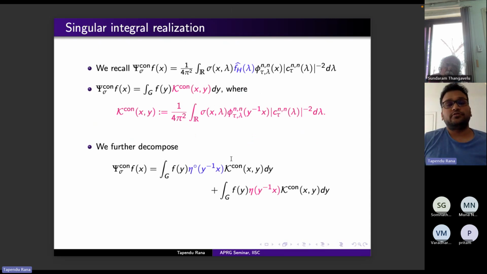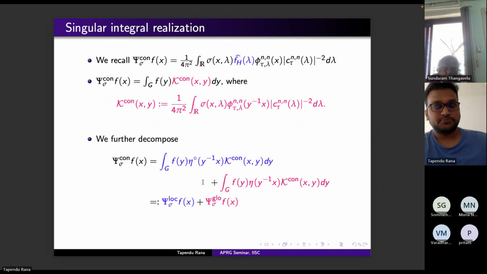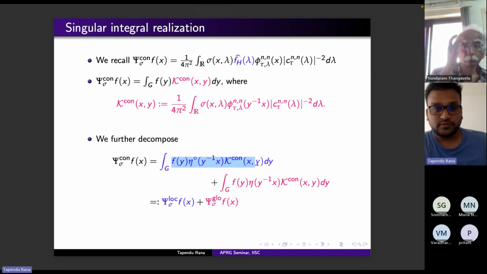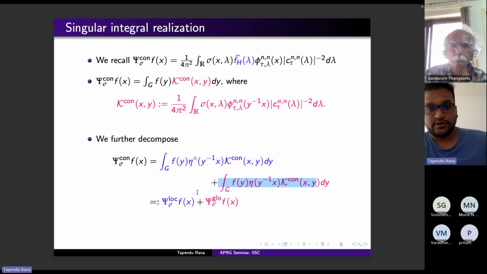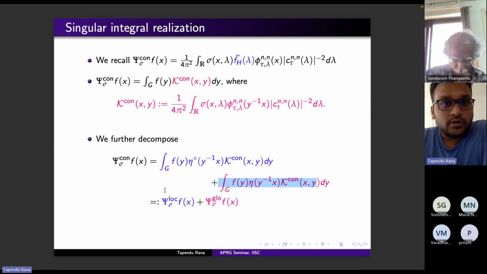Now, to take care of this exponential volume growth, we further decompose this continuous part of Schur's operator in two parts: integration over G of f(y) η_0(y^{-1}x) k_con(x,y) dy and integration of f(y) η(y^{-1}x) k_con(x,y) dy, where η_0 is a K-invariant function supported near the identity and η is a K-invariant function supported away from the identity. So we call the first part the local part of this operator, and the second the global part of this operator. And these two operators require different treatment to study their boundedness property.